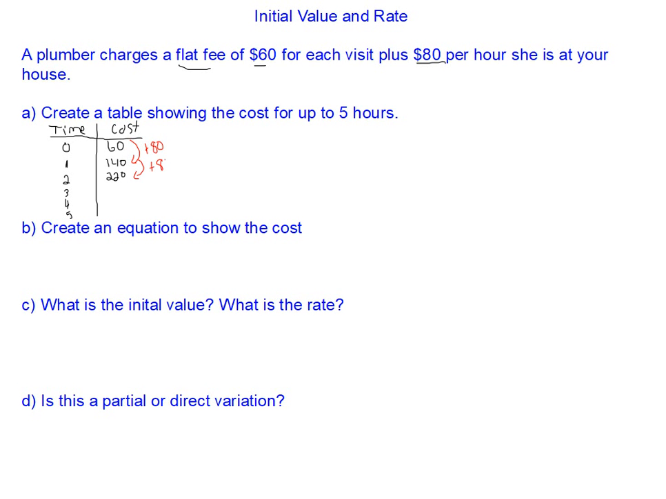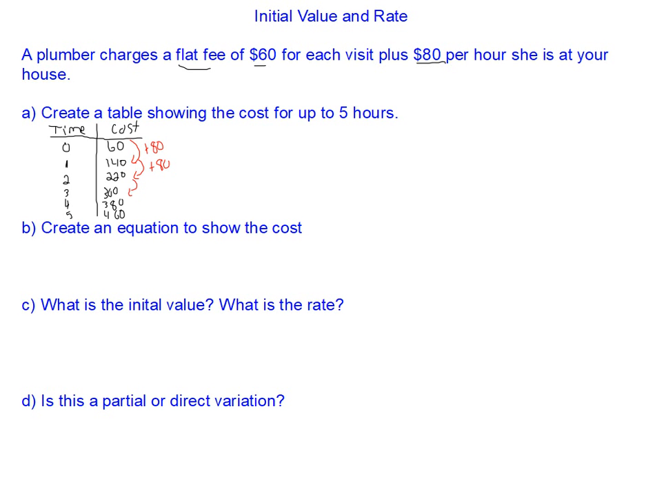So remember, we call these things first differences, and in this case, they're all going to be the same. And then for 3 hours, we're going to add in another $80. So 220 plus 80 will give us 300. The next one will be 380. And then we add 80 to 380, we should get 460. And again, we've got those first differences. They're all exactly the same.